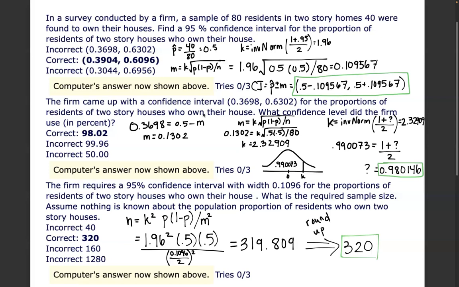So working backwards, we know our confidence interval equals p hat plus and minus M. You can either work with the lower bound or the upper bound. So I just worked with the lower bound, but either way you'll get the same answer. So the lower bound equals our p hat minus our M.